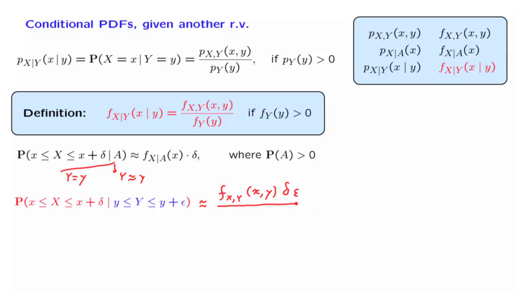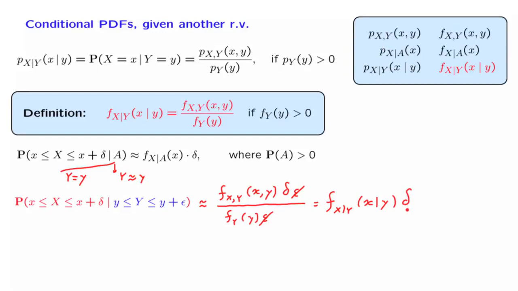Then we need the denominator, which is the probability of the conditional event, and this is approximately equal to the density of y evaluated at that point times the length of the small interval. We cancel the epsilons, and then we notice that the ratio we have here is what we defined as the conditional PDF. So we get this relation times delta. So what do we see?